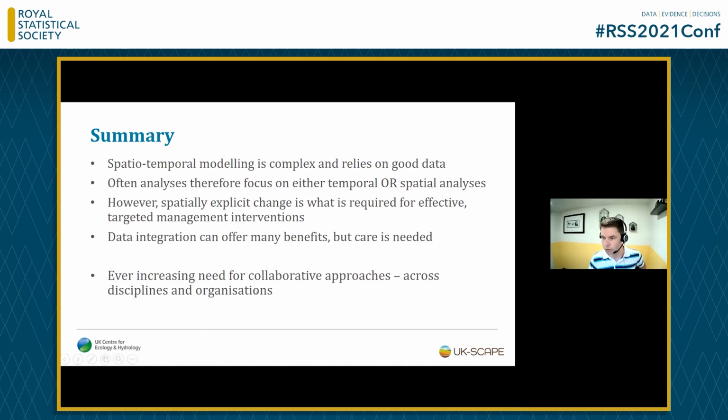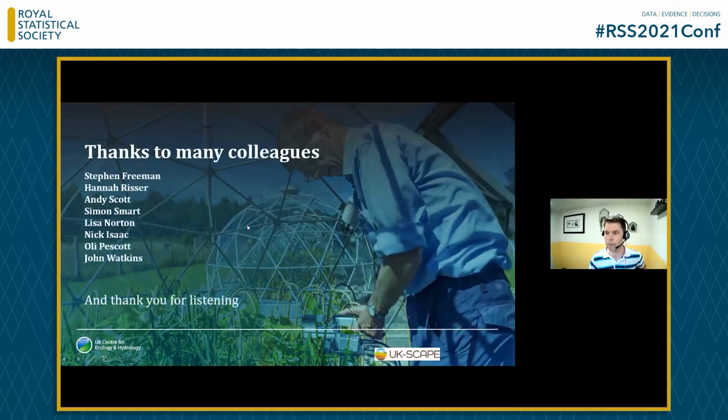And finally, I always like to end on this: I do believe there's an increasing need for more collaborative approaches across disciplines. It's great from my perspective to work with ecologists and environmental scientists together. It would be great for more statisticians, academic statisticians, to get involved with these sorts of issues as well.